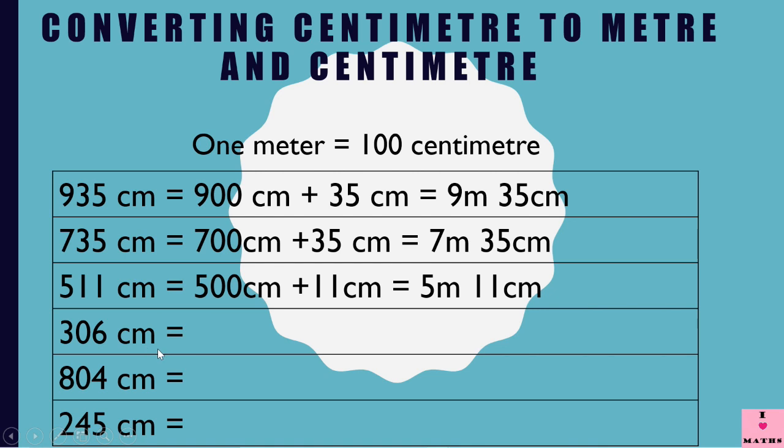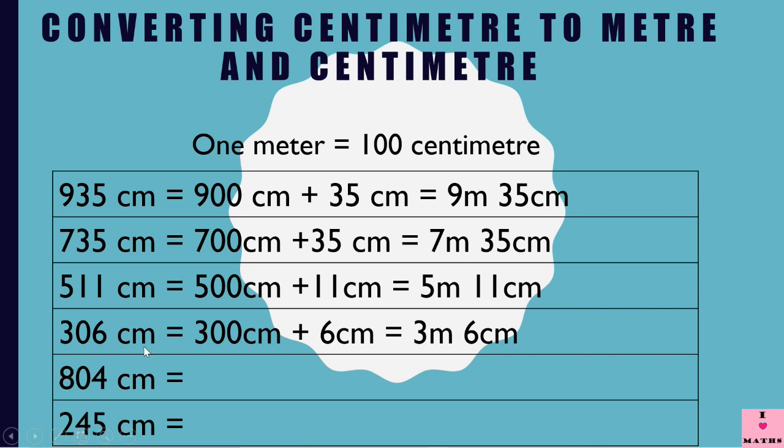306 centimeters. This is 300 centimeters plus 6 centimeters. Now 300 centimeters is 3 meters. So this will be 3 meters 6 centimeters.